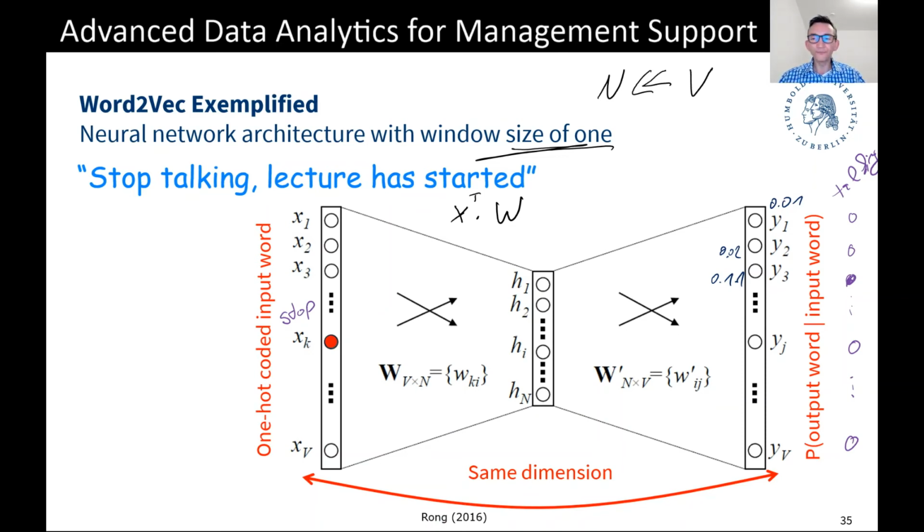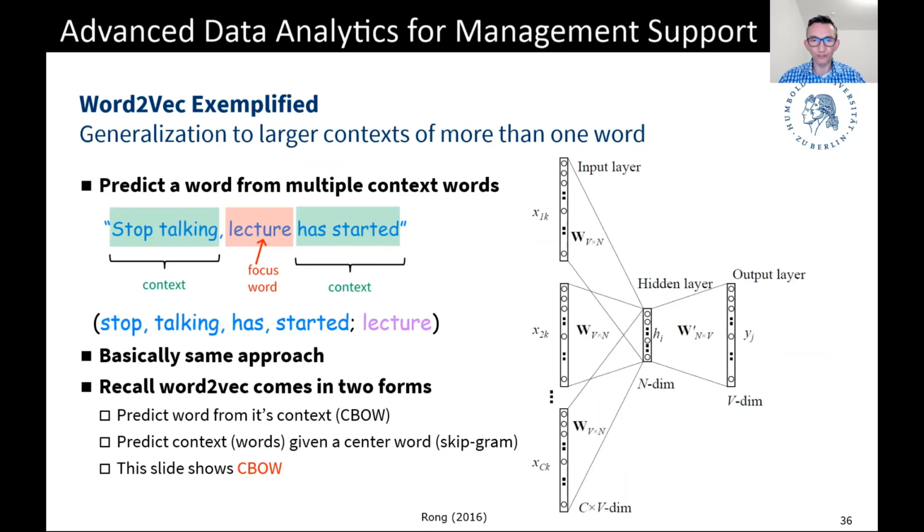And indeed, Word2Vec does not use an input or a context window of size 1. It uses a bigger context window, and then we need to generalize our architecture a little bit. But now that we have seen and experienced the architecture, that should not be a big problem for us. So let's generalize Word2Vec to larger context using more than one word. And at this point, the difference between the two flavors of Word2Vec, CBOW and skipgram, will come into play.